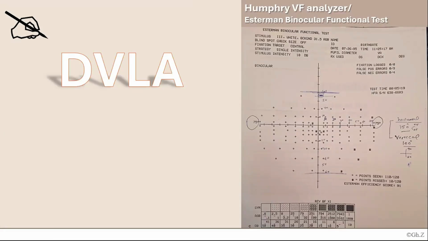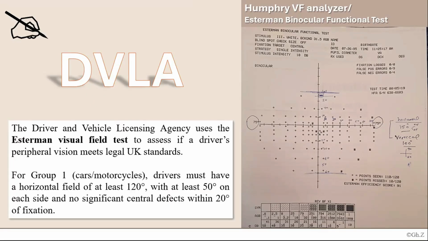And this is really important for the Driver and Vehicle Licensing Agency to assess if a driver's peripheral vision meets legal UK standards. For example, for Group 1 drivers, they must have a horizontal field of at least 120 degrees and at least 50 degrees on each side, with no significant central defects within 20 degrees of fixation.